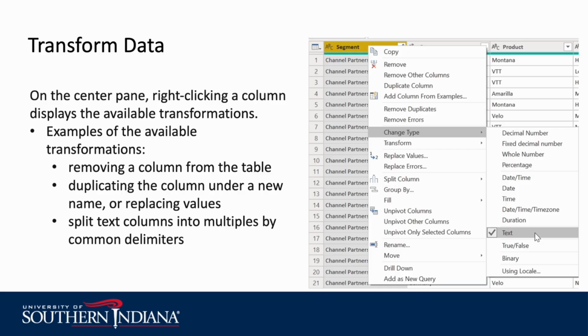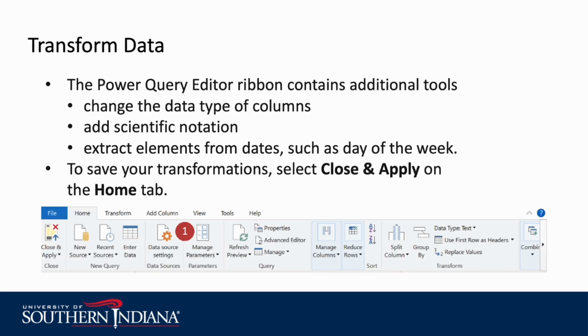Right-clicking a column in the center pane displays available transformations. Examples include removing a column, duplicating it under a new name, or replacing values. Splitting text columns by delimiters is also possible. These transformations allow you to prepare your data accurately before using it in reports.